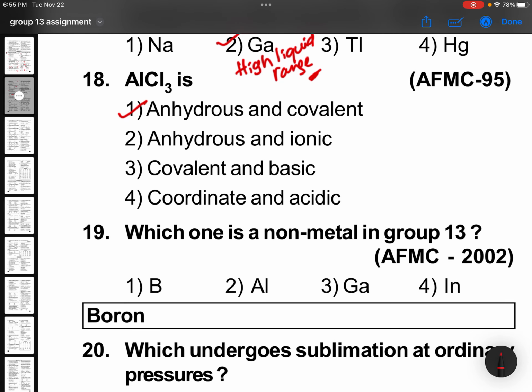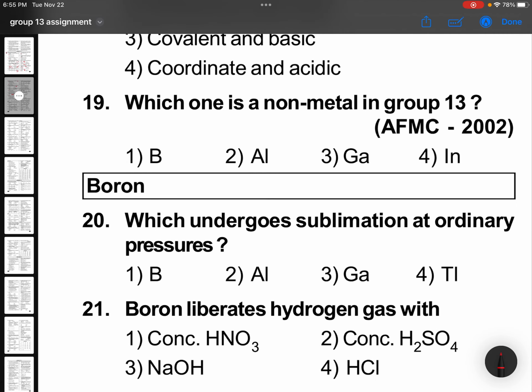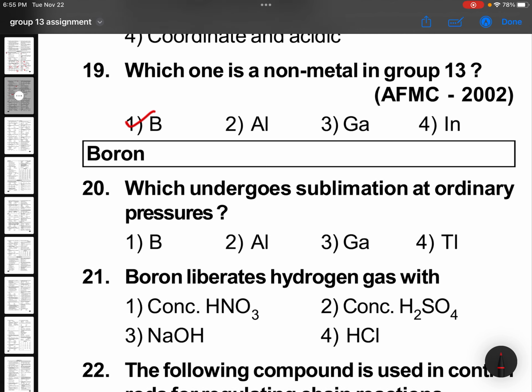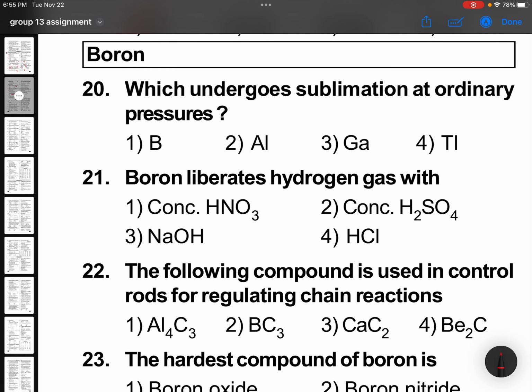Which one is a non-metal in group 13? Boron. So the advantage of solving these questions is you will get the same points repeatedly, so these won't go from your mind for a long time. That's why try to solve these kinds of questions. For inorganic chemistry, this is best. And if you are able to solve the questions on the last page of NCERT, and if you are able to make notes of NCERT, that's a wonderful job.